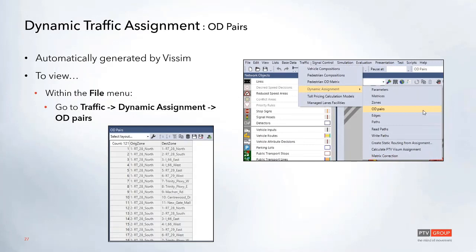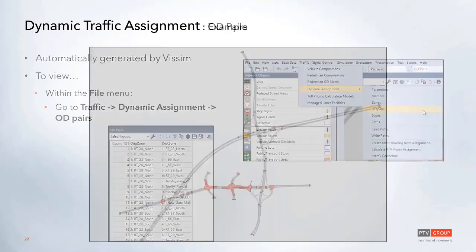So to view the list of OD pairs, again, you'll go to Traffic Dynamic Assignment and then select the OD pairs object. This will just open up a list of all the OD pairs that exist. Where this really comes into play is when you go to the evaluation menu, where you can actually view the different results for each of these pairs. This is another topic that we're going to cover more during part 3 when we look at the results.